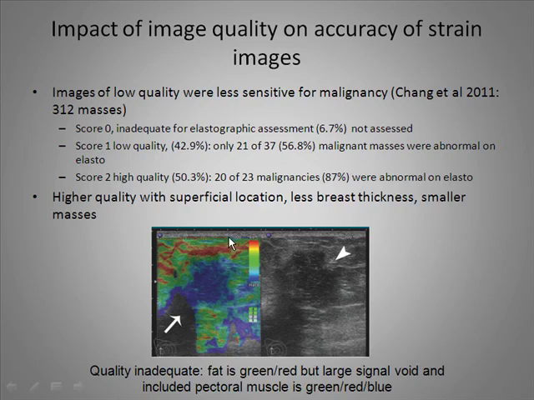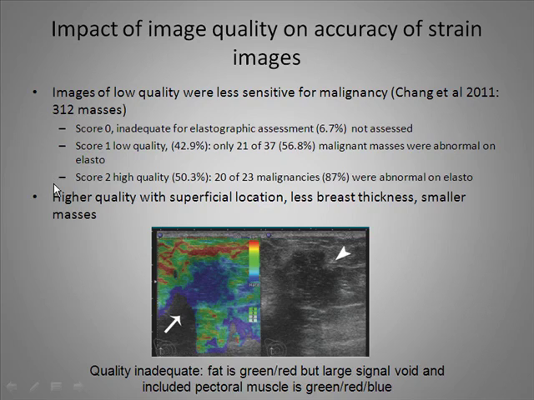So in this particular series by Dr. Chang, these low-quality images were considered inadequate for elastographic assessment. Other images were considered simply low quality, and others were high quality. In the series of images scored low quality, they were only half as accurate at detecting malignancies than the images scored high quality. Very important to remember when we're trying to assess whether a breast mass needs to go to biopsy or not.